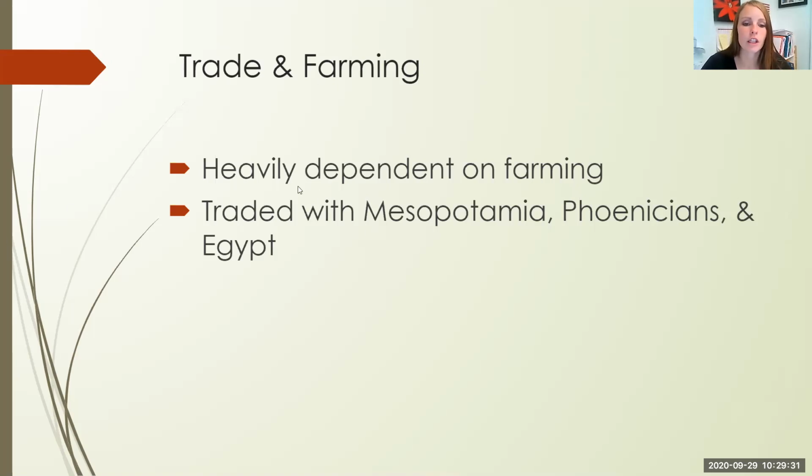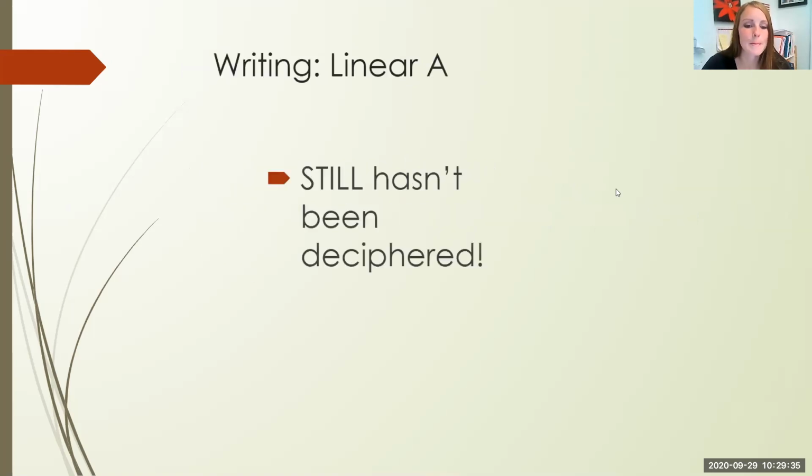So for trade and farming, you just write that they're really just mostly dependent on farming. They're writing, just like the Indus Valley, we can't decipher it. We have no idea what they're writing about. We call it Linear A. Don't ask me why they called it that. People are weird when they name things, but it hasn't been deciphered.